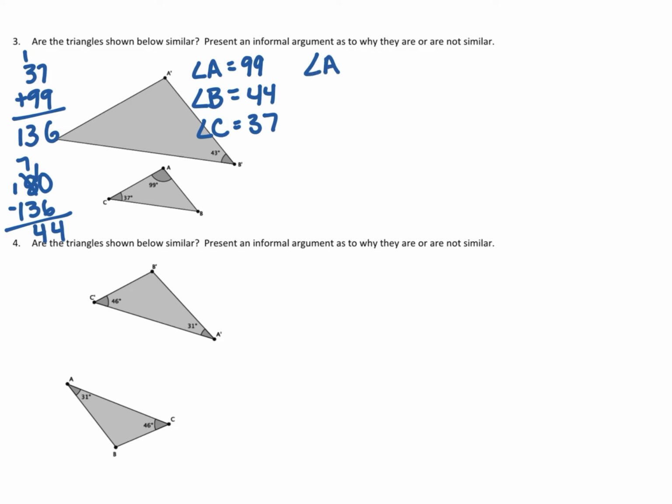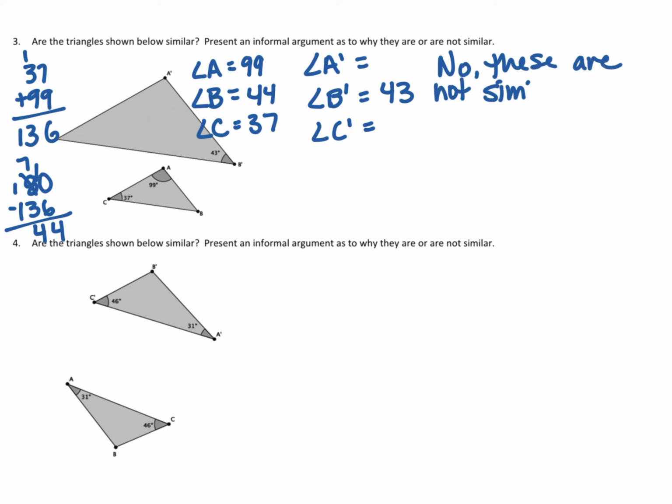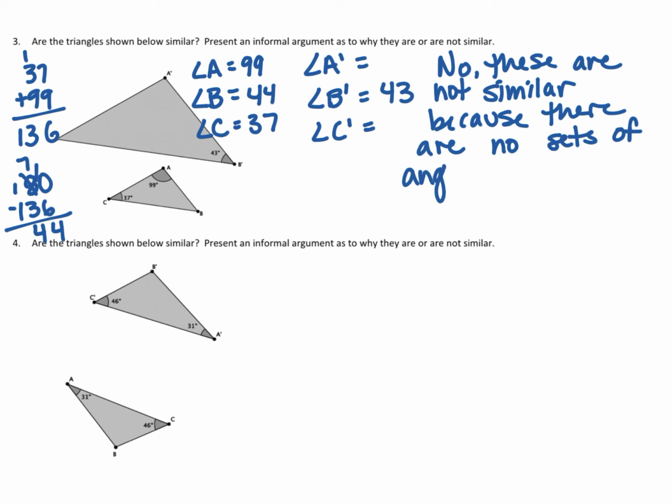And in the second triangle, angle A prime I'm not given. Angle B prime, they tell me, is 43. And angle C prime, they don't tell me. So I don't even have one set of angles that are the same. No, these are not similar because there are no sets of angles that are equal.